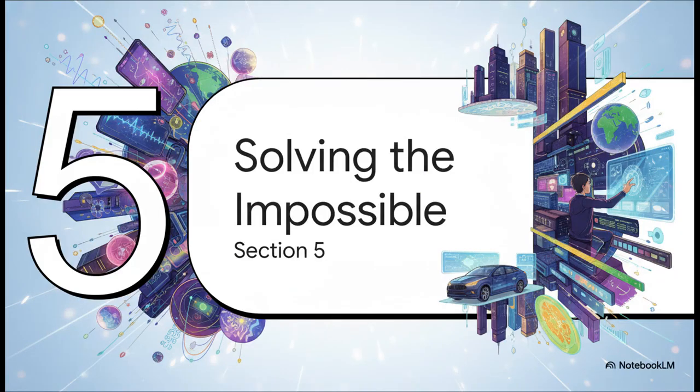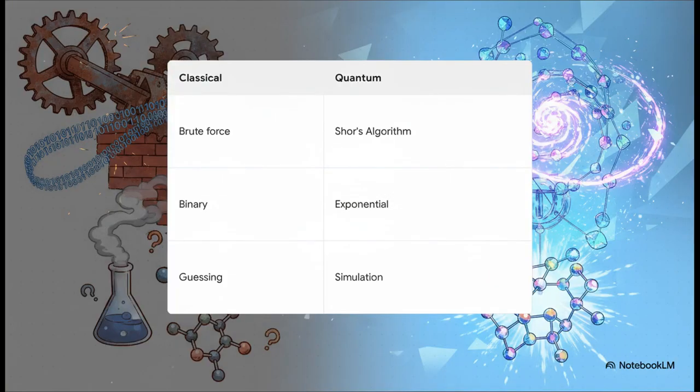And finally, Section 5, solving the impossible. So all of this advanced physics is incredible. But what's the actual point? Let's tie these microscopic phenomena directly to some massive real-world applications. Instead of just brute-forcing math with classical tech, quantum computers will use things like Shor's algorithm to effortlessly find prime factors. Instead of hitting binary logic walls, we totally unlock exponential processing. Instead of guessing chemical formulas, we can perfectly simulate highly complex molecular structures natively.